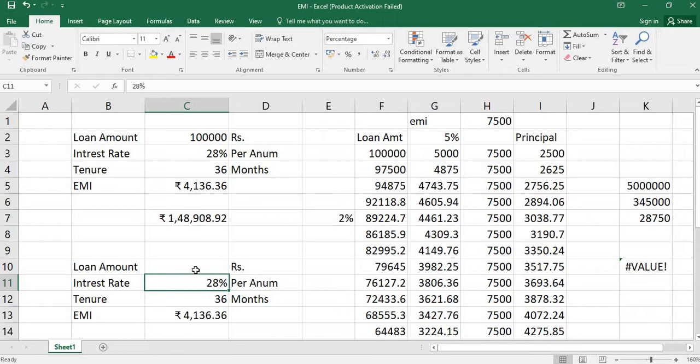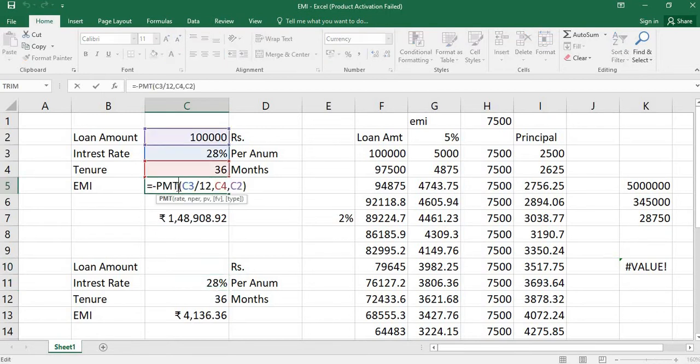Then how much loan amount will be eligible for that person? If the person pays 4,136 rupees per month for a period of 3 years at an interest rate of 28% per annum, then how much loan amount will he be getting? We need to calculate the loan amount.